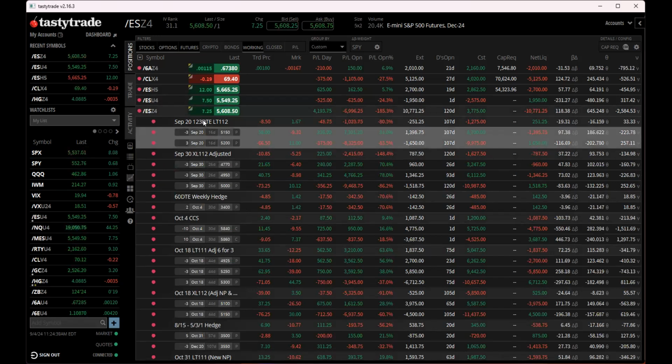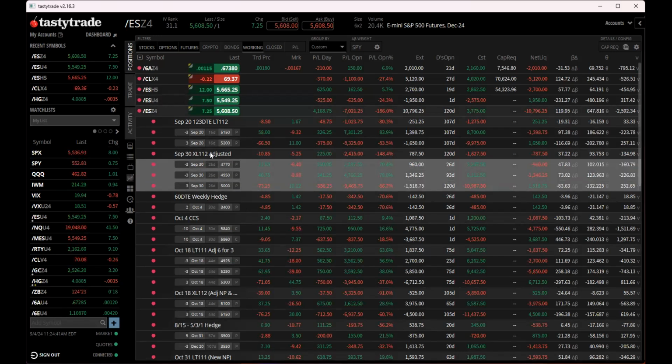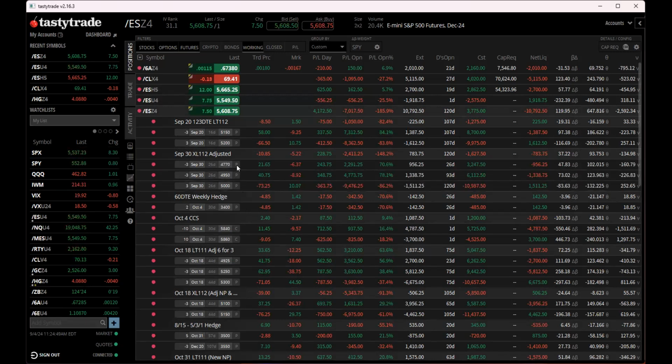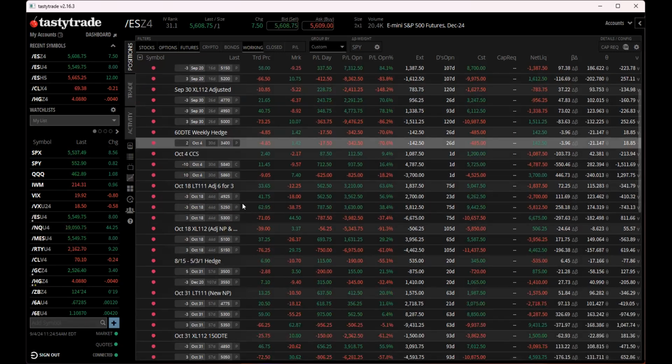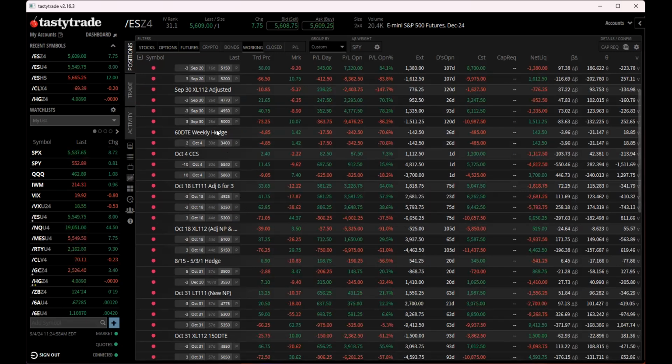Still have a 16 DTE put debit spread. I still have an old 112. That's now a 111, 70% on the naked puts. Nothing to do there. Still left me at 60 DTE weekly hedge that I had on a month ago. I'm just leaving that alone.